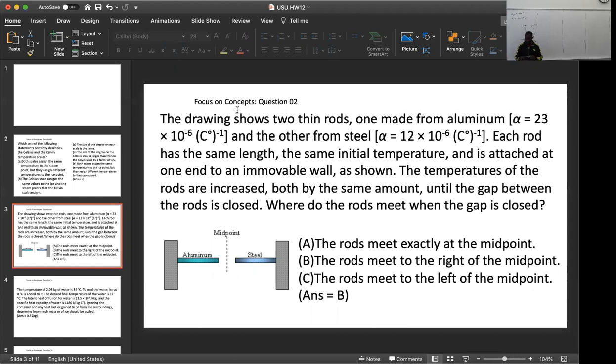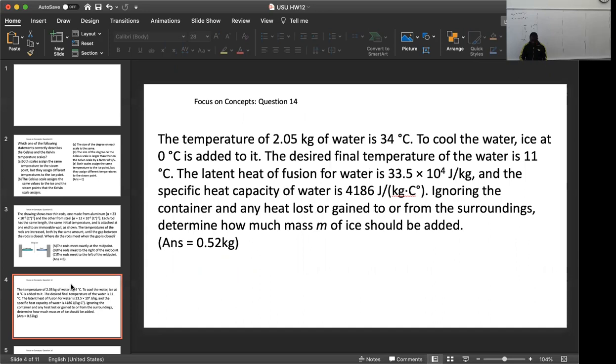That's why the correct answer is B, because aluminium will expand more than steel, because aluminium has alpha 23 times the same power that steel has 12 times the same power. So aluminium will expand faster, so they will meet in the right part of the midpoint, not the midpoint, okay? Now, next problem, that was focused on concept question 02.